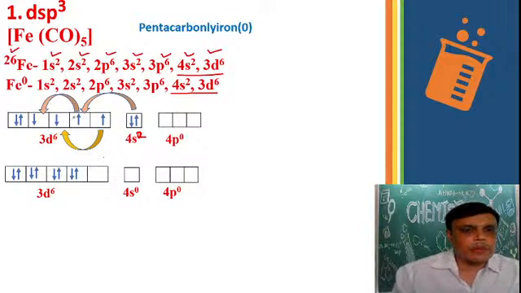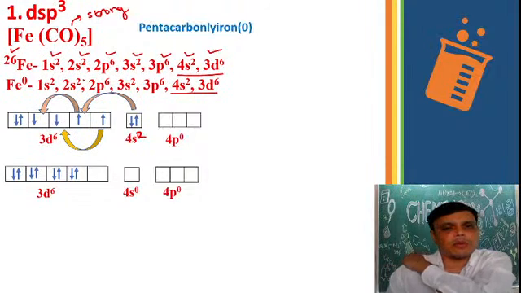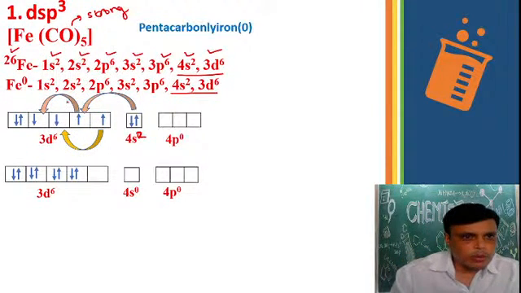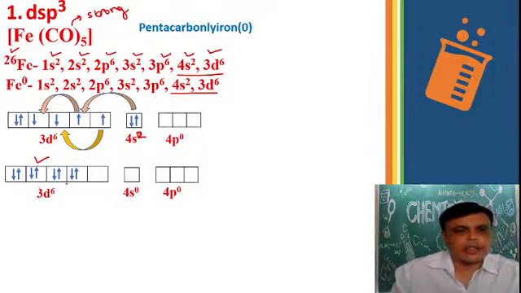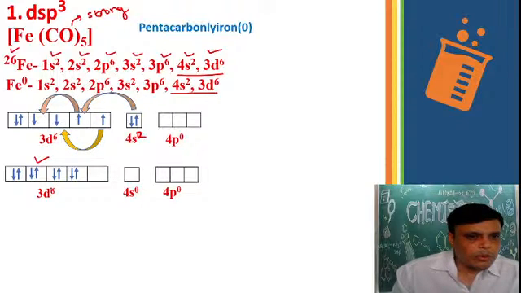Okay. Now what will happen? Due to the presence of carbon monoxide ligand, which is a strong ligand, pairing of the metal electrons will take place. So these electrons will go into this orbital, this electron will go into this another orbital, and these two 4s electrons will go into the 4th d orbital. So due to the carbon monoxide strong ligand, the pairing of the metal electrons takes place. Then 3d8 will be there.